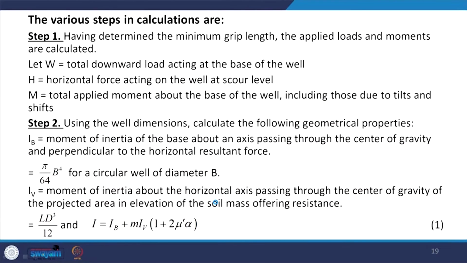So, using the well dimensions, calculate the following geometrical properties. What are the geometrical properties? Two moments of inertia need to be calculated. One is IB and another is IV. IB is the moment of inertia of the base about an axis passing through the center of gravity and perpendicular to the horizontal resultant force.